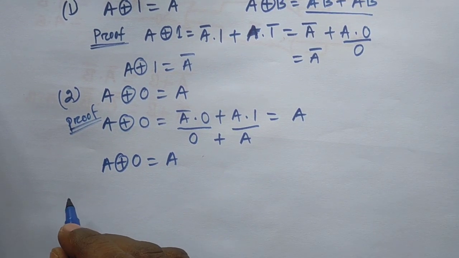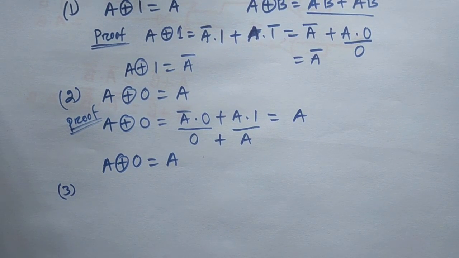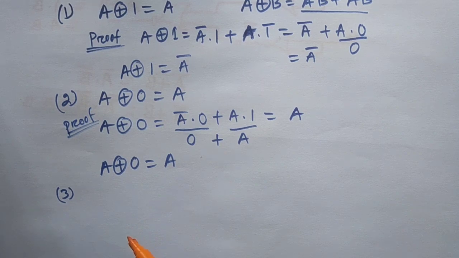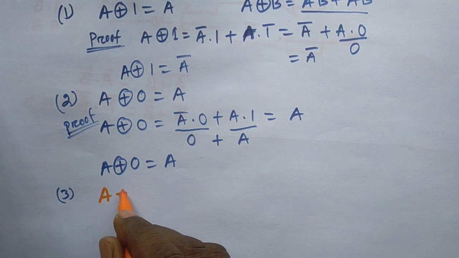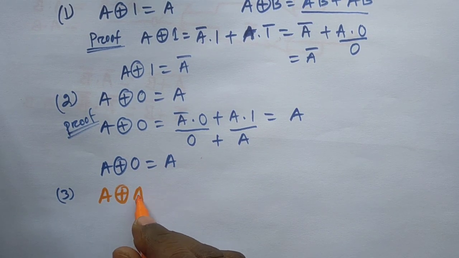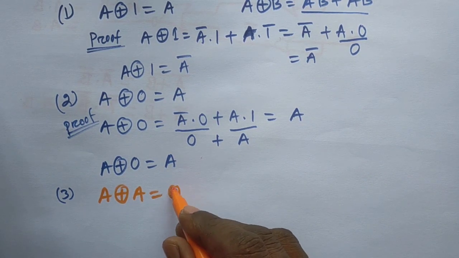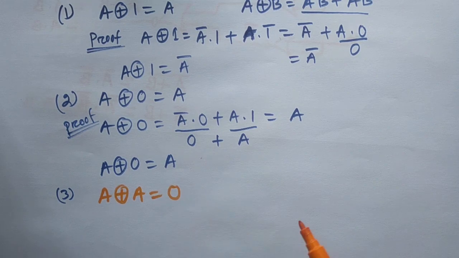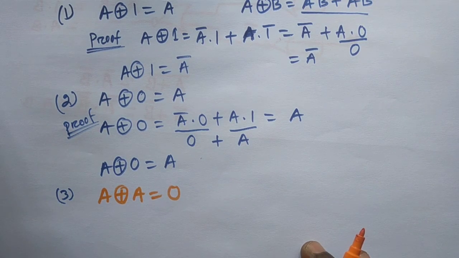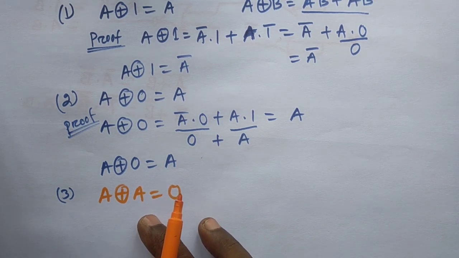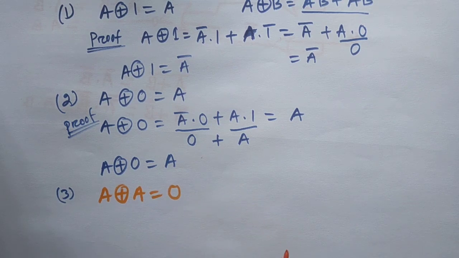Next, the third point. That is a XOR with a. The result will be what? That is 0. Very simple. Normally, with a AND a or a OR a the result is something different, but here a XOR with a is 0. We have to prove it.